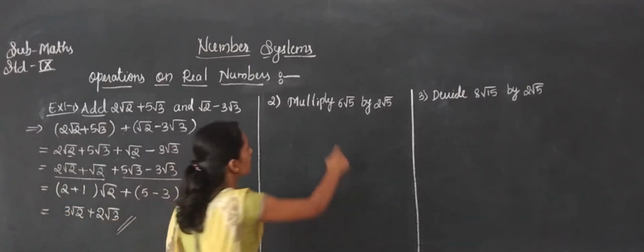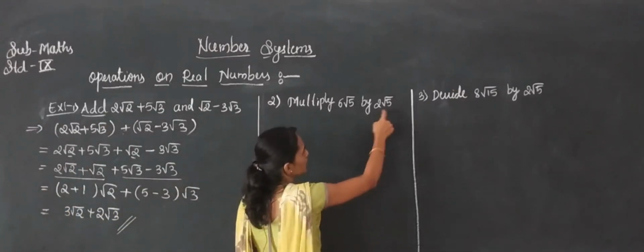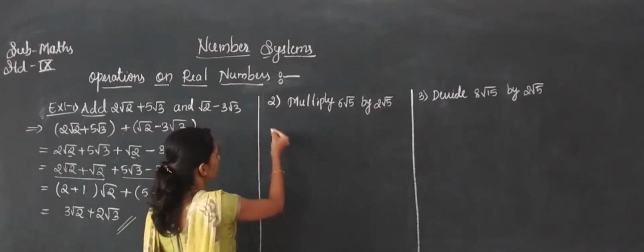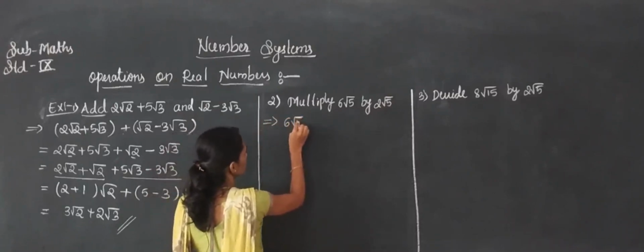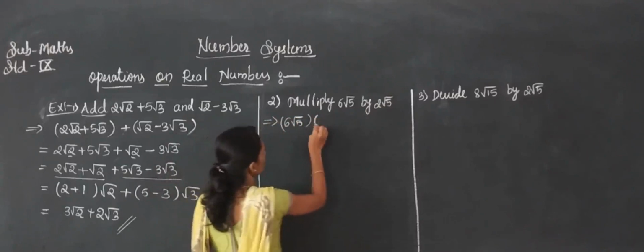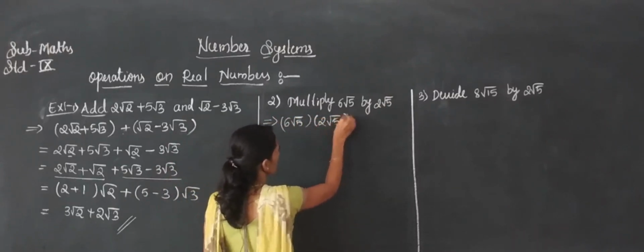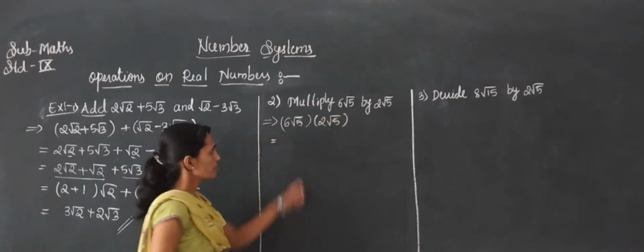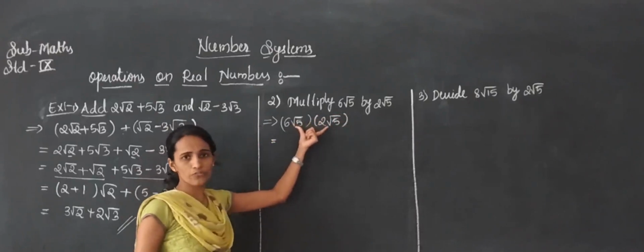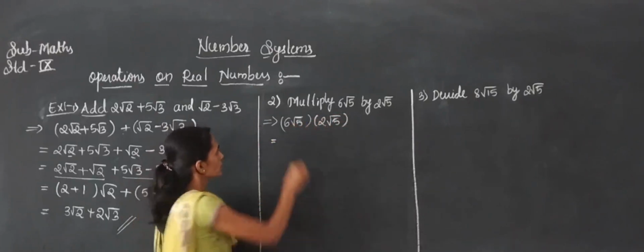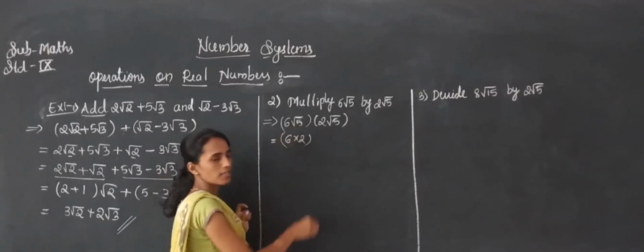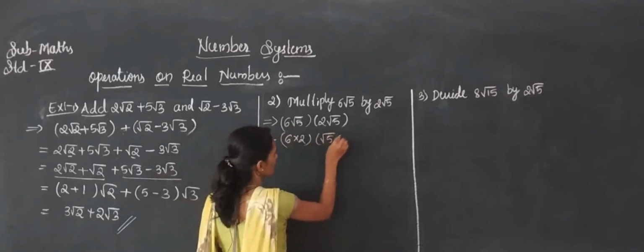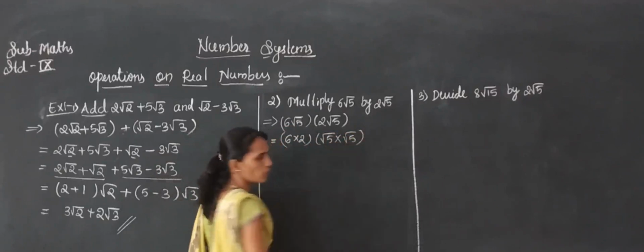So next one: multiply 6 root 5 by 2 root 5. They asked multiply, so you have to do a multiplication. 6 root 5 into 2 root 5. In between these two, root 5 is the same term. So 6 you have to multiply by 2, and root 5 into root 5. Similar terms you have to multiply here.